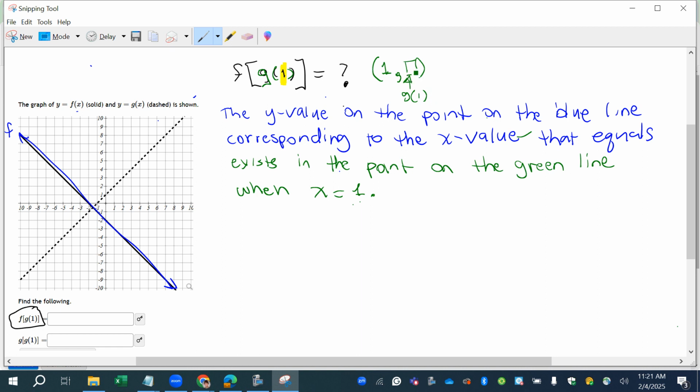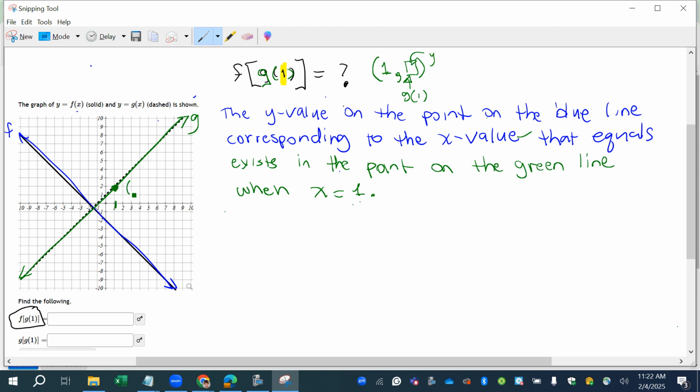Now, once we figure out what that y value is for the point lying on the g function, we're going to then use that as the x value in our blue function. Okay, so this is our green function g. Let's go on the coordinate plane and find an x value of 1. That's right here. And that aligns with this point on the green line.